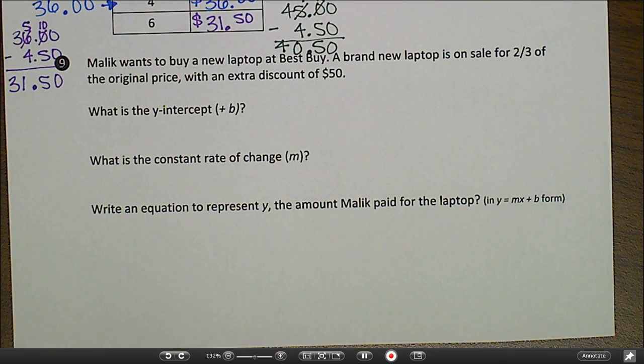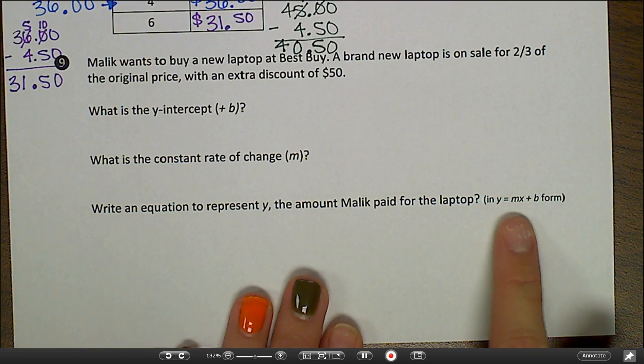Number 9. Malik wants to buy a new laptop at Best Buy. A brand new laptop is on sale for 2/3 of the original price with an extra discount of $50. What is the y-intercept? What is the constant rate of change? And write an equation to represent y, the amount that Malik paid for the laptop. So remember, it needs to be in y equals mx plus b form.